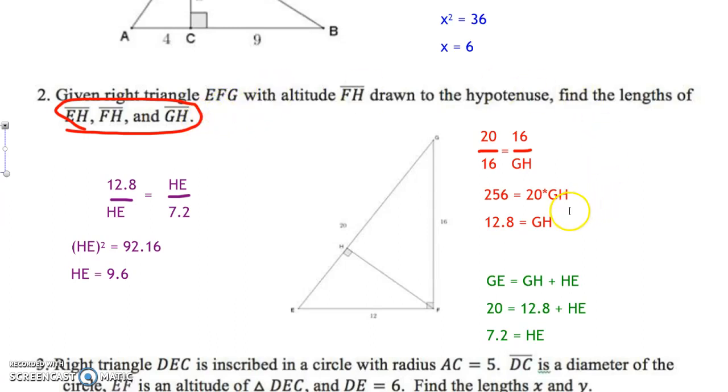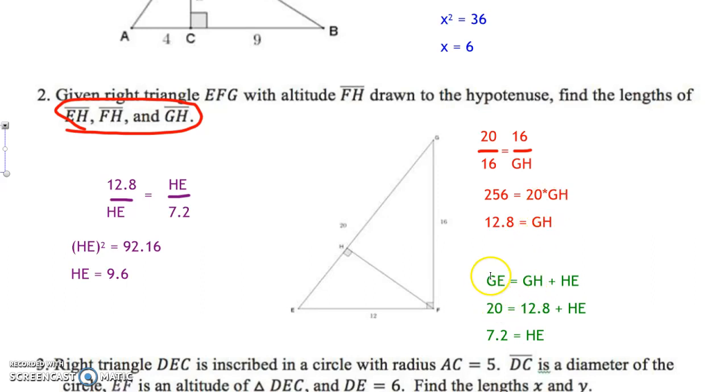In this case, it asked us for 3 different answers, so we tried to do them one at a time. This first answer asked for GH, so we found it by doing 20, which is the hypotenuse, over 16, which is the leg, equals 16, which is the hypotenuse of this smaller right triangle, divided by GH. We solved for GH by dividing both sides by 20, and there we go.